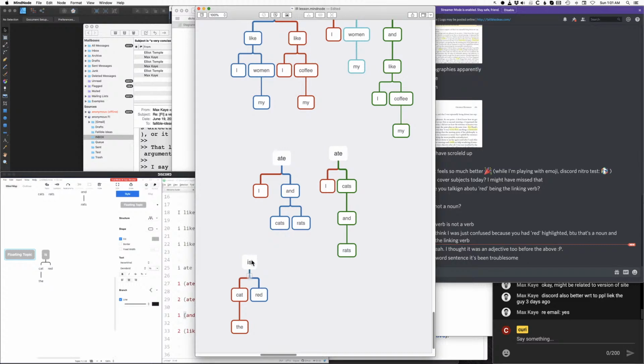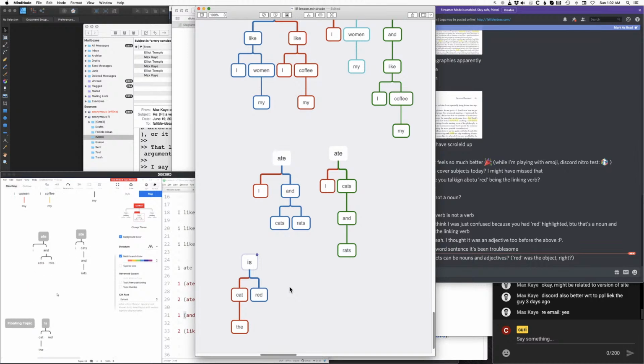So the word is, it needs two things and it links them together. It's like a plus that has to have two numbers. Is has to have two things so that it can link them together. All linking verbs work that way. They have to link two things together. Are, were, am, was, for example.